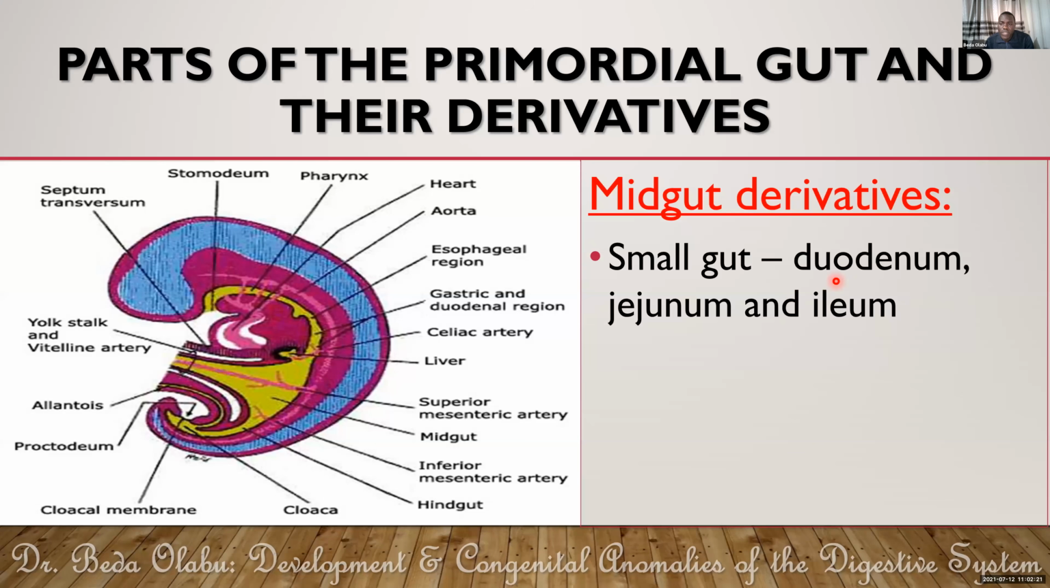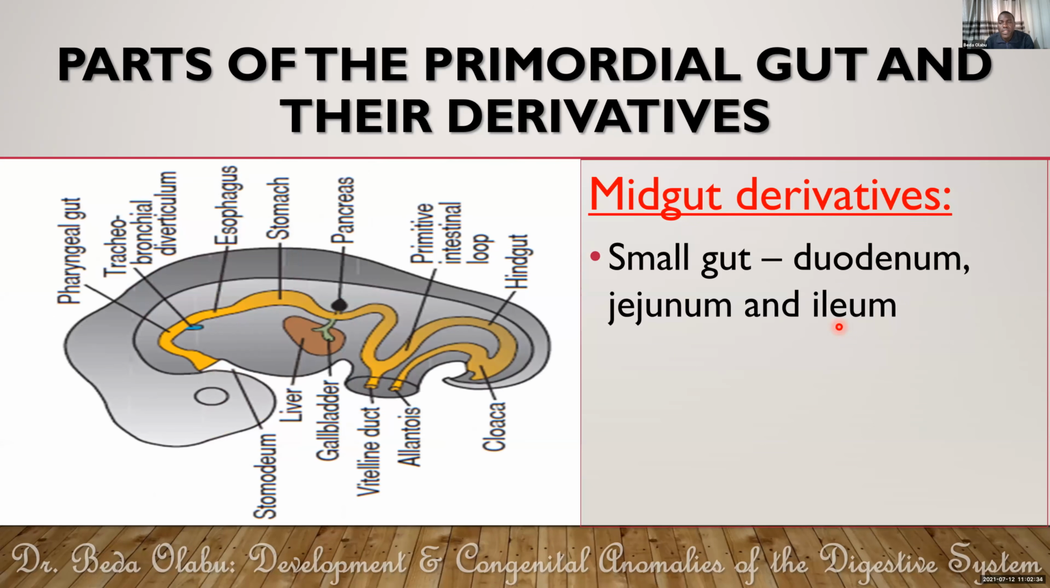So midgut will give us the distal part of the duodenum. It will give us the whole of the jejunum and the whole of the ileum. And there are also some parts of the large gut which also come from the midgut. In this image, let's assume that the midgut is arising from somewhere here. So perhaps the D2 ended somewhere there. So maybe this segment gives us D3 and D4. Then perhaps the jejunum and ileum.